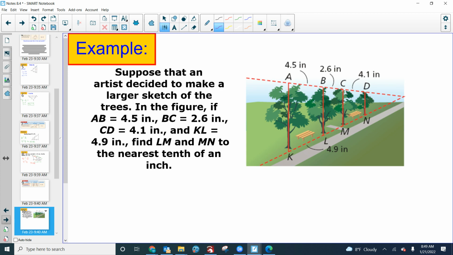Suppose that an artist decided to make a larger sketch of the trees. In the figure, AB is 4.5, BC is 2.6, KL is 4.9, and CD is 4.1. Find LM, which is right here, and MN to the nearest tenth of an inch.